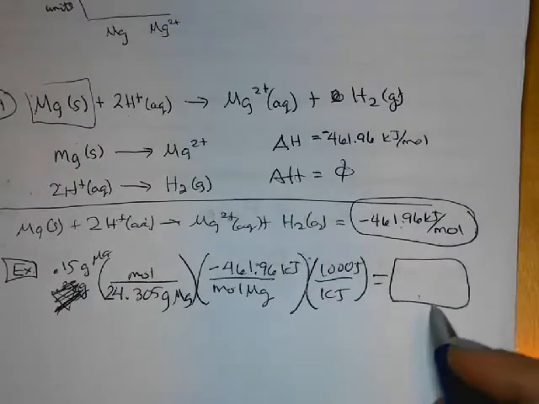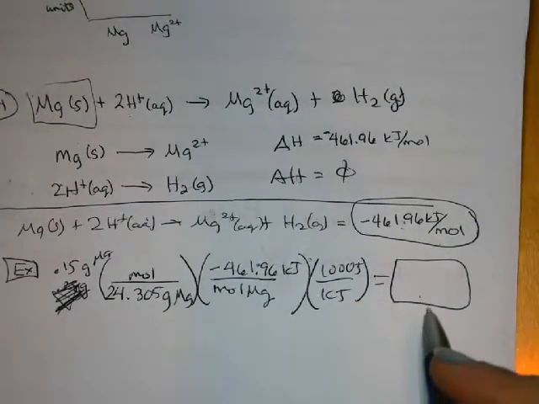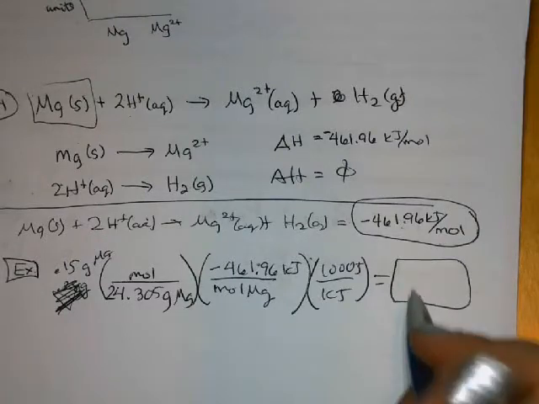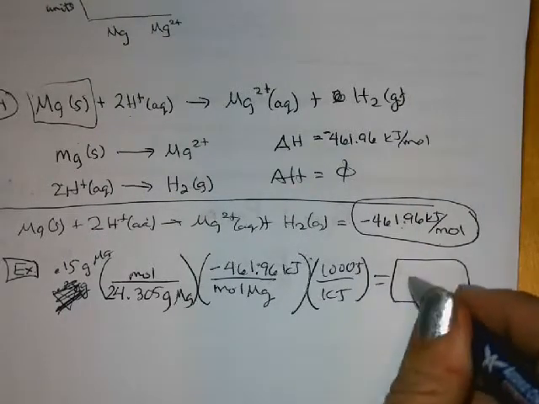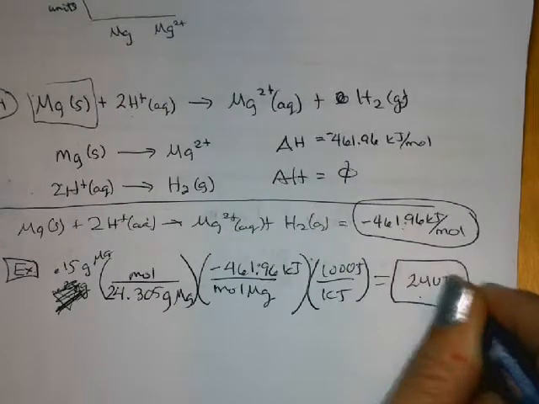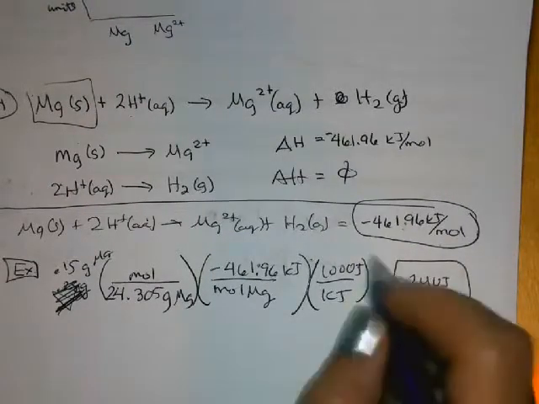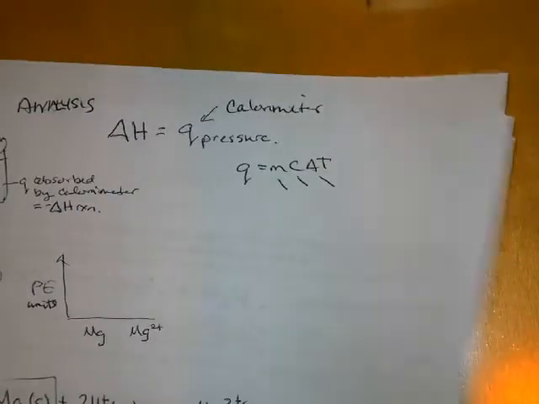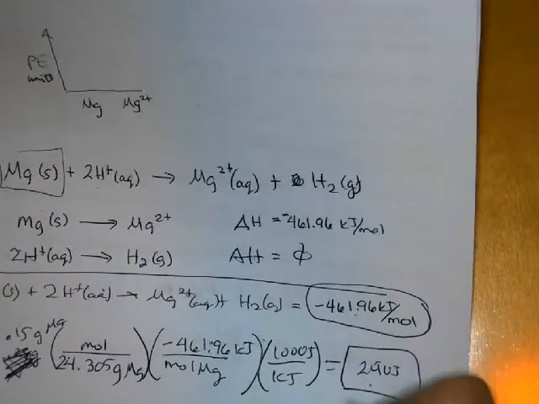So let's just say I have no clue what this is. No clue whatsoever. It's completely made up. But say that you got 240 joules. And then from your trial, I'm using Q equals MCAT, you got 300 joules.